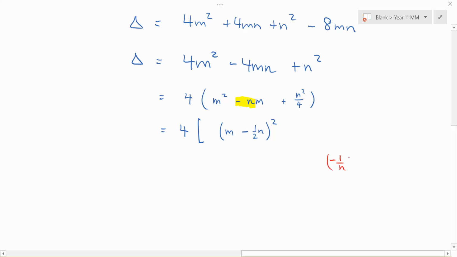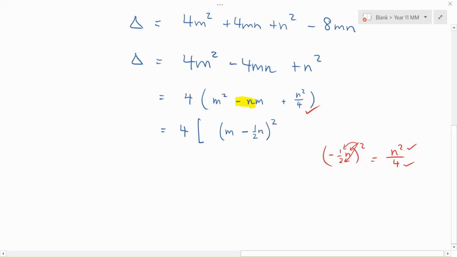But then if I square that, sorry, not negative 1 on n, what am I doing? Half of that is negative half of n. And if I square that, I will get n squared over a quarter. True? Because the square of 1 is 1, the square of n becomes n squared, and the square of 2 gets you 4. And that conveniently is the same thing as this term.